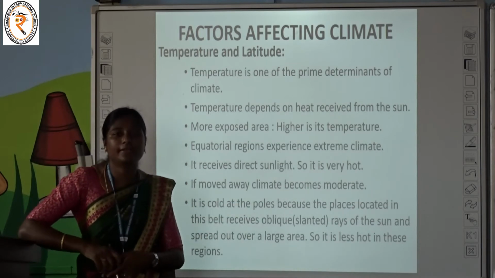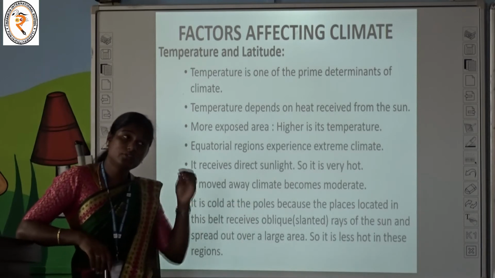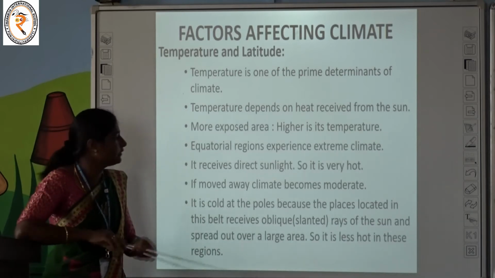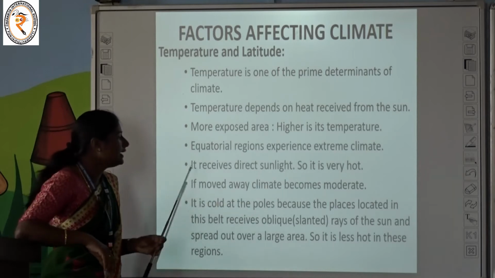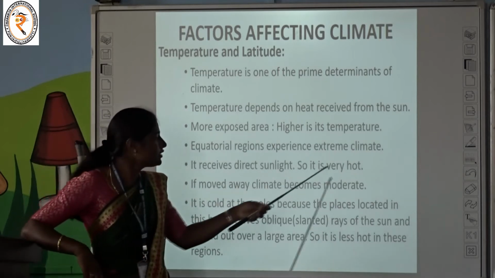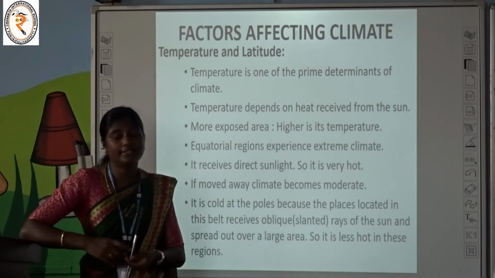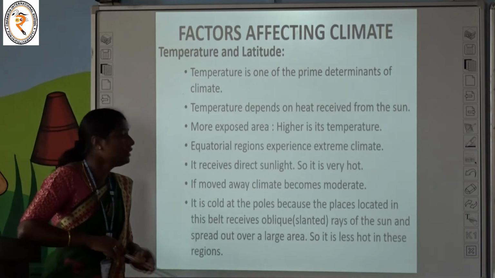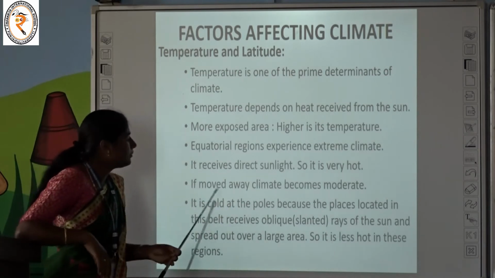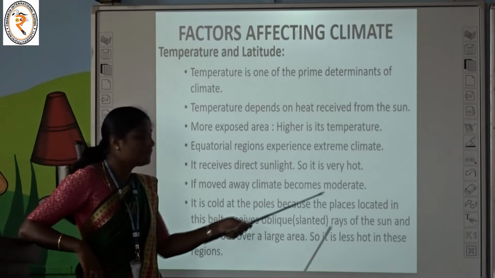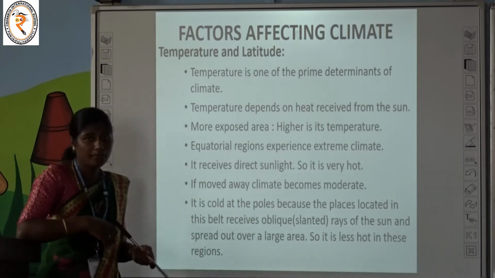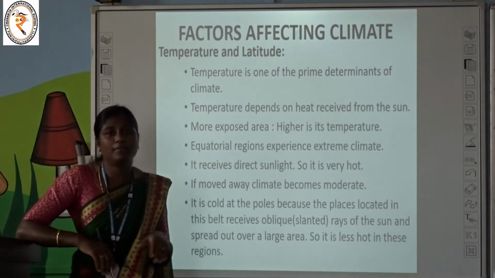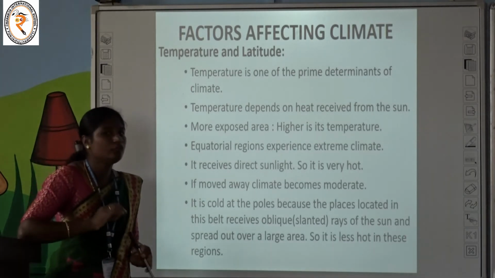What is extreme climate? Whether it is too hot or too cold, or heavy rain will occur. That is called extreme climate. And it receives direct sunlight. The sun rays will fall on the equatorial zone directly, so it is very hot. And if moved away, the climate becomes moderate. So if we move from the equatorial zone to the temperate zone, the climate will become moderate. It will not be too hot.